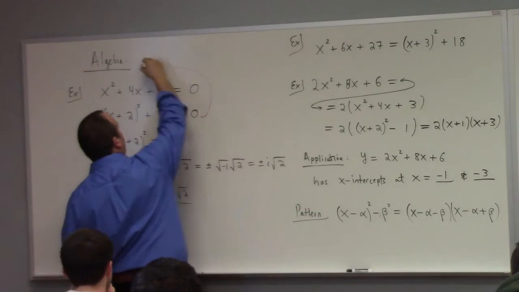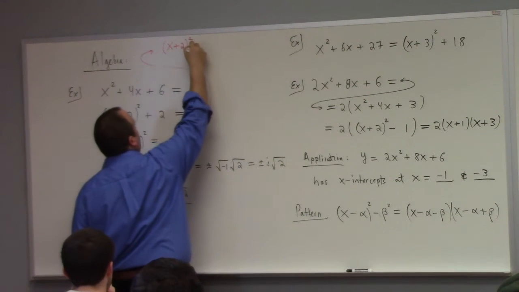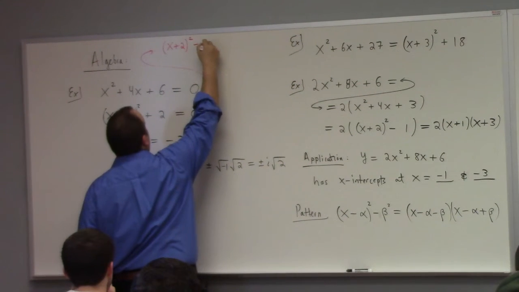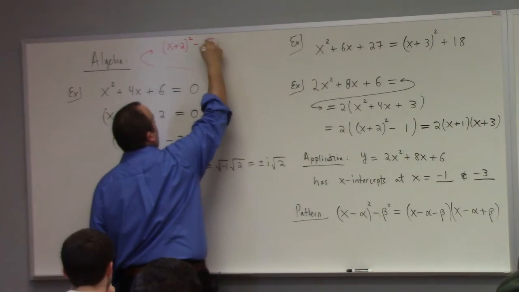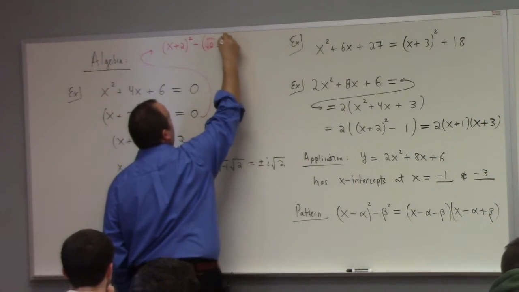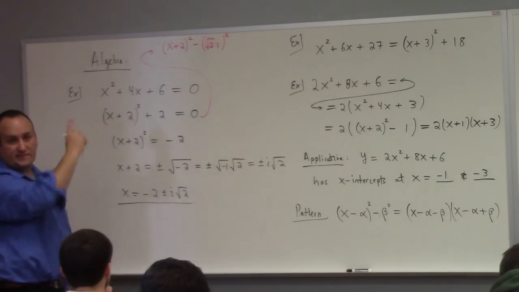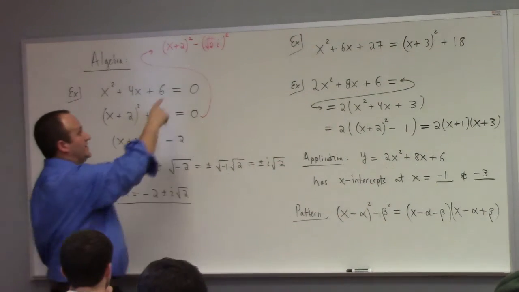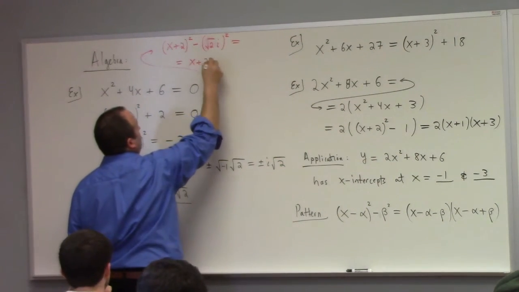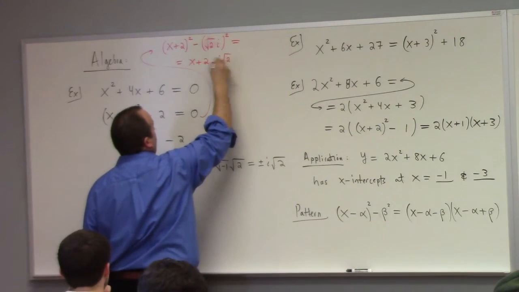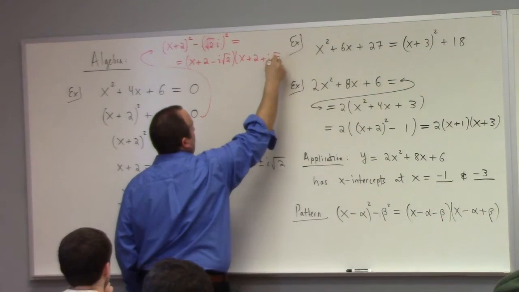I'll do it up here. I could look at this as x plus 2 quantity squared minus, excuse me, minus the square root of 2 i quantity squared, right? And then that's the difference of perfect squares, which means I can factor this as x plus 2 minus i root 2 times x plus 2 plus i root 2.